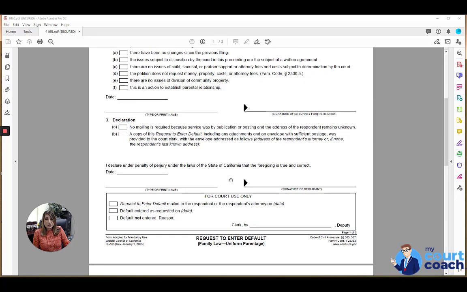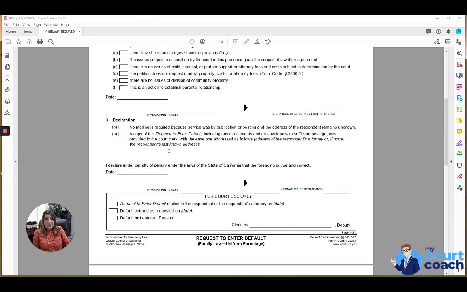There's going to be 4 signatures total, by the way, on this form. So signature number 2 has to do with the declaration. If the service was by publication or posting, then there is no mailing required. On the other hand, if the service was done by normal methods, and by that I mean personal service or mail and notice acknowledgement of receipt, then you do need to mark box 3B and then list the respondent's address below.